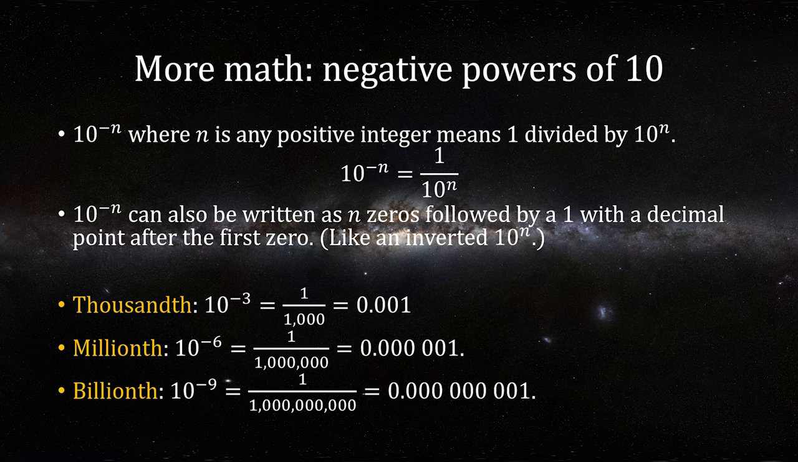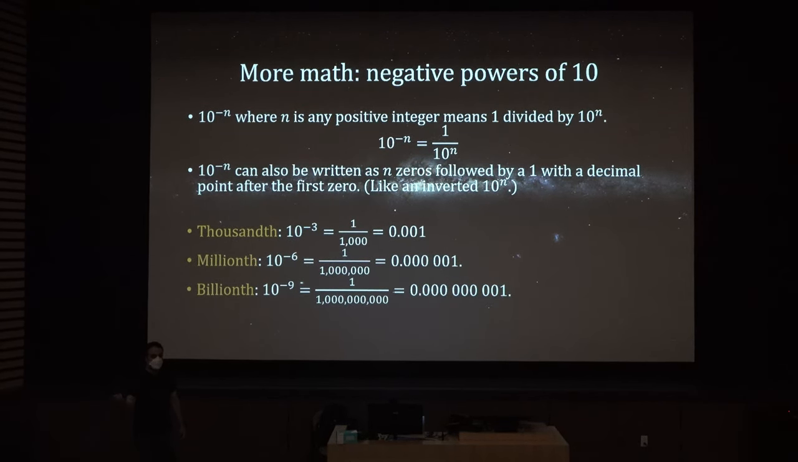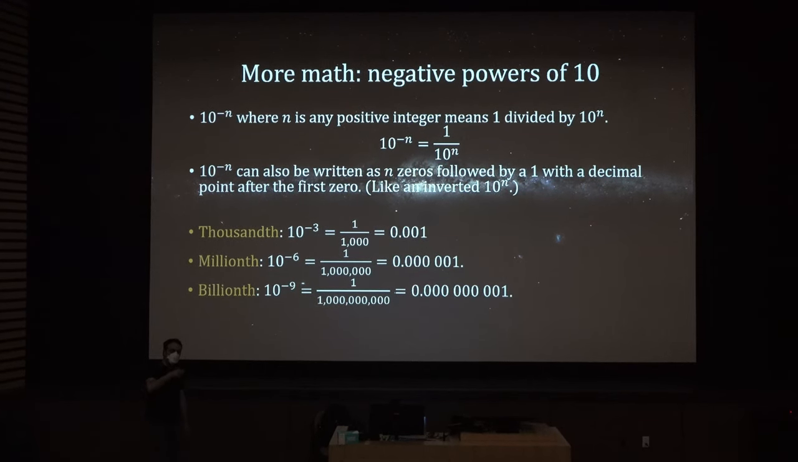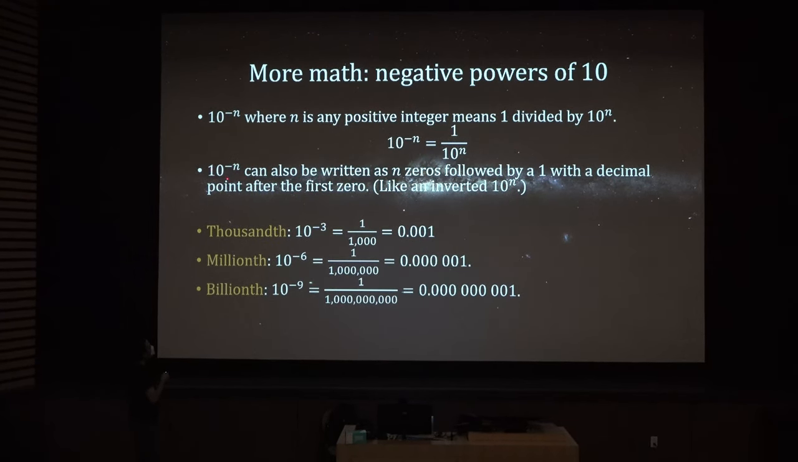We talked about positive powers of 10. There are also negative powers of 10. So those are numbers that look like this, 10 to the minus n, where n is some positive integer. And what it means is really simple. It's just 1 divided by 10 to the n. So 1 divided by 1 followed by n zeros. You can also write 10 to the minus n as n zeros followed by a 1 with a decimal place after the first zero. So it's basically like an inverted 10 to the n. So instead of 1 followed by n zeros, it's n zeros followed by a 1.